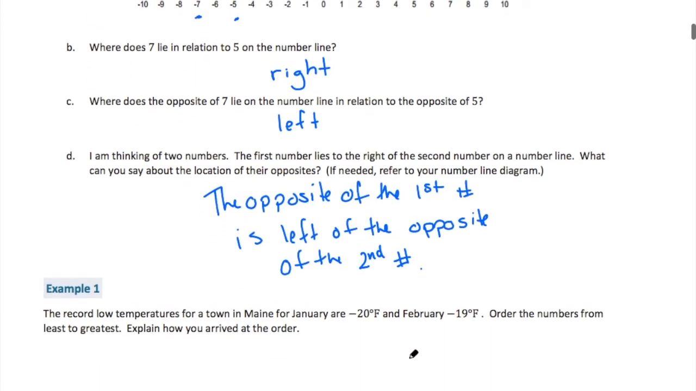Okay, so in example 1 it says the record low temperatures for a town in Maine for January are -20 degrees Fahrenheit and February -19 degrees Fahrenheit. It says order the numbers from least to greatest. So we can apply that now to think about the least number. If it's the least, it is the smallest. So negative 20 here, then negative 19. That's kind of the reverse of the order that we're used to seeing, 20 and 19, but these are their opposites. 19 would be smaller than 20, but the opposite of 20 is smaller than the opposite of 19.